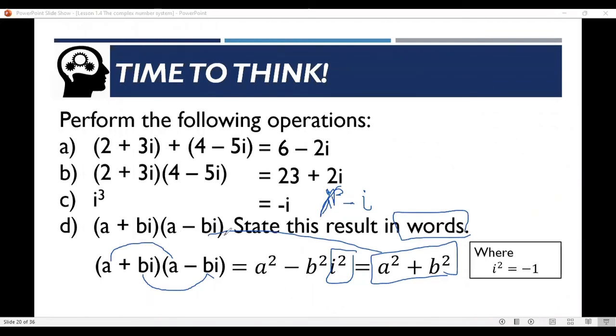Anong tawag natin sa ganito? Yung kanina, nagsisimula sa C-O-N-J-U. Di ba? Meron tayong kanina ng definition. Conjugate. Okay. So, gawin mo nga siyang statement. I-connect mo tong product nitong dalawa doon sa result. So, gawin natin siyang in words.